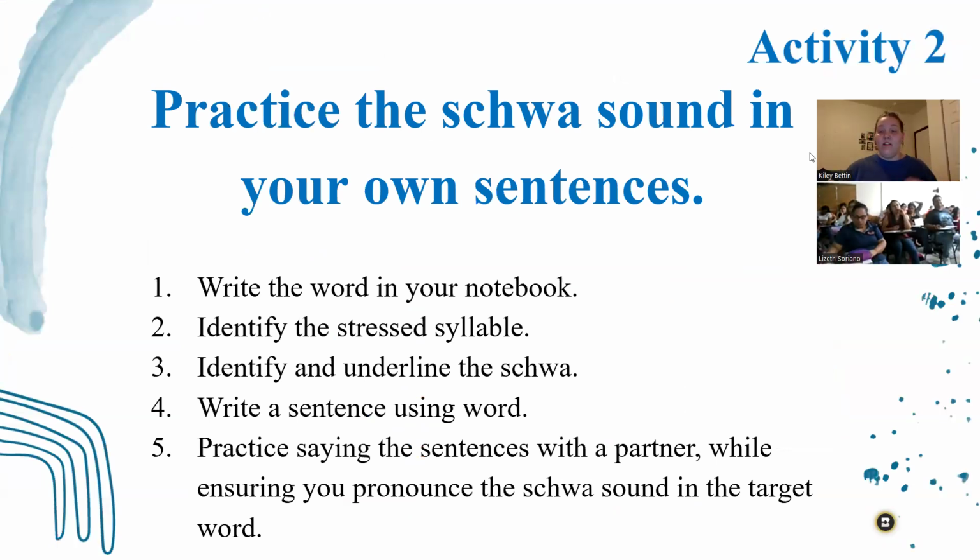So now, since we have done a little bit of practice with that, we are now going to practice the schwa sound while making our own sentences. So overall, it's very similar to the activity we just did before, but just a little bit differently. First, we're going to write the word in our notebook, just like we did. Then we're going to find that stress syllable as well as that schwa sound. And then we're actually going to create a sentence using that word. And then when we make a sentence, we're going to practice saying that word with a partner. And that partner, your responsibility is making sure that they're pronouncing that schwa sound to the best of your guys' ability.